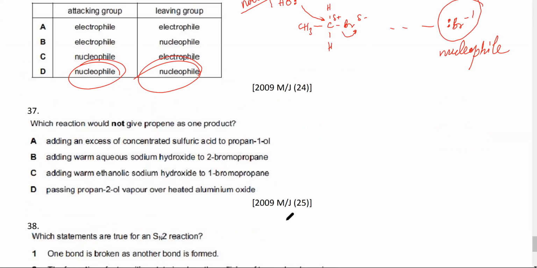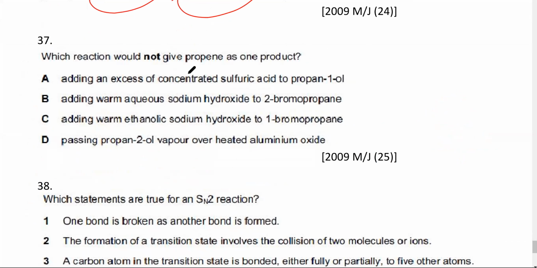The next one is: which reaction would not give propene as one of the products, adding in excess of concentrated... ये वाला propene नहीं देगा. Aqueous NaOH would substitute. Ethanolic NaOH होता था जिससे elimination होती थी. So that would give propene.